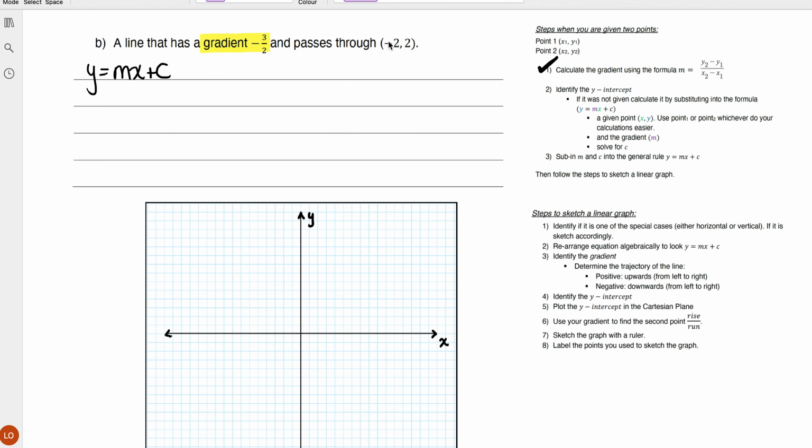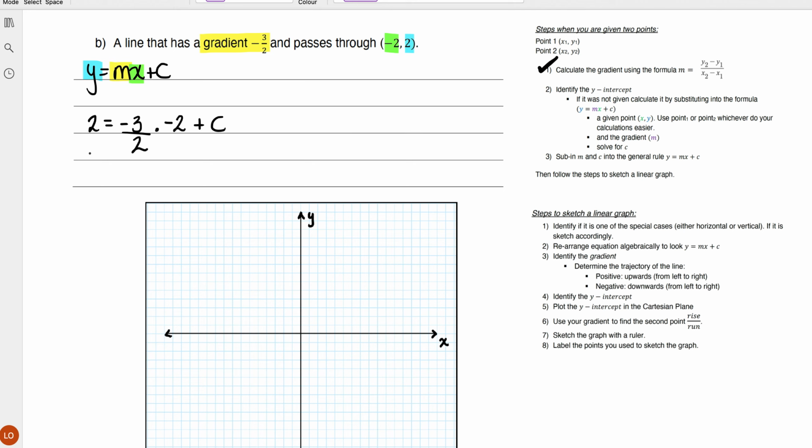Wonderful. So now I'm going to sub in what I have. The given point: my x and y come from that point, because I know the line goes through it. And the gradient, I have it here, and I'm going to solve for c. So y is 2, which is equal to -3/2 times x, which is -2, plus c.